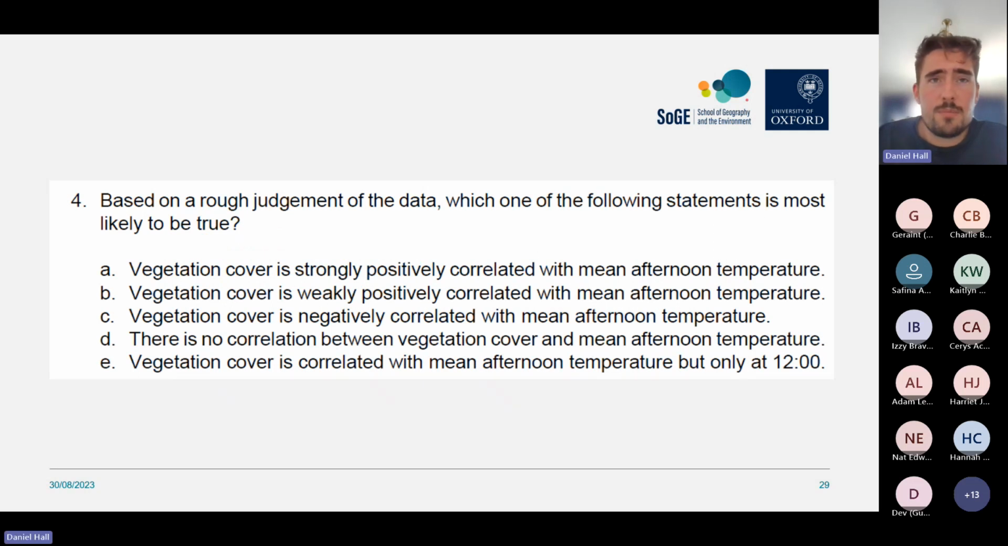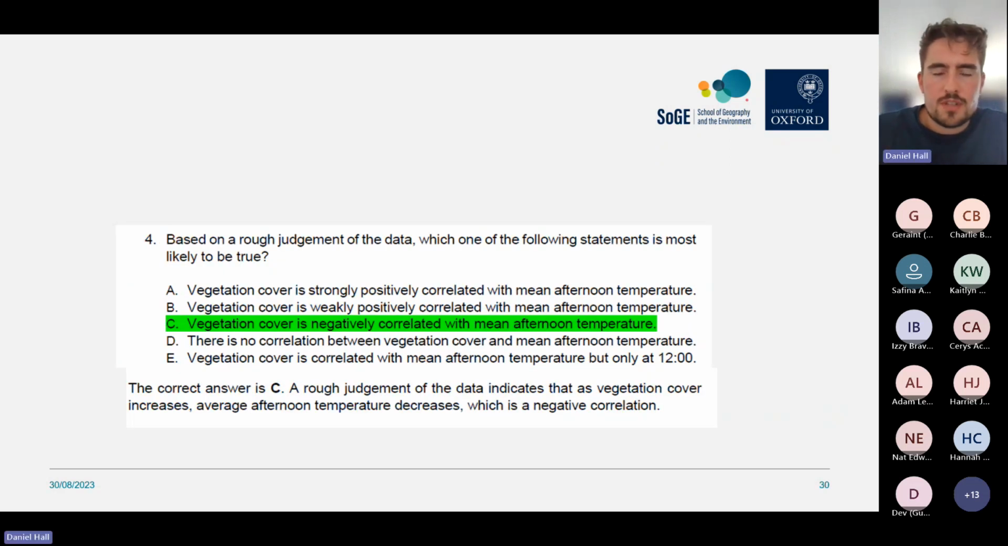Question 4. So this might be one where you look at it and think, is this asking me to calculate anything? But the answer is no. So can you tell me what you think the answer to this one might be? So it's asking you, based on a rough judgment of the data, which one of the following statements is most likely to be true? Okay, everyone's saying C. So yeah, the correct answer is C.